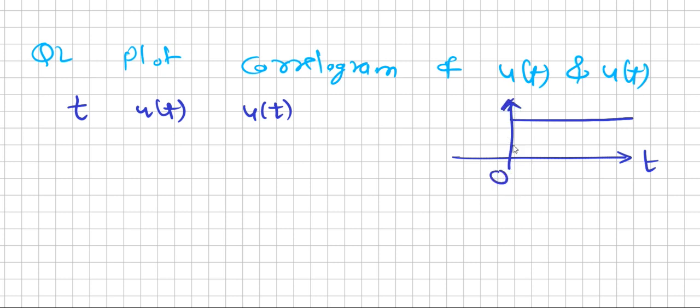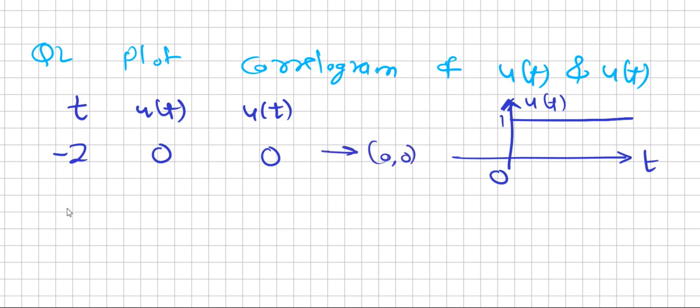From case number 1, we should get one straight line passing through the origin with slope 1. If I take some negative value of t, what is the value of the unit step function? 0. Let us say at t equal to -2, the value is 0, 0. So I got the coordinates.